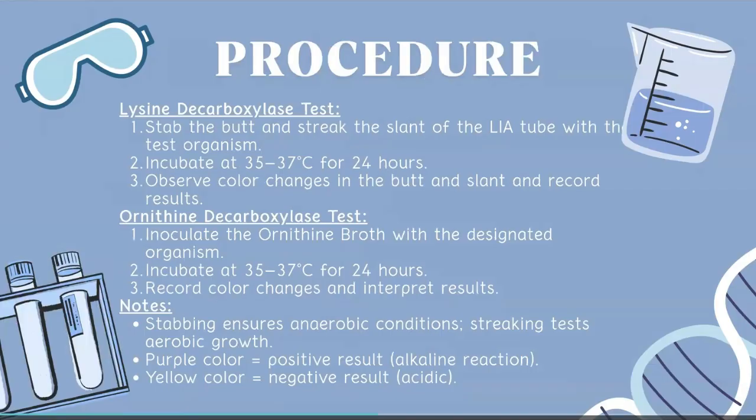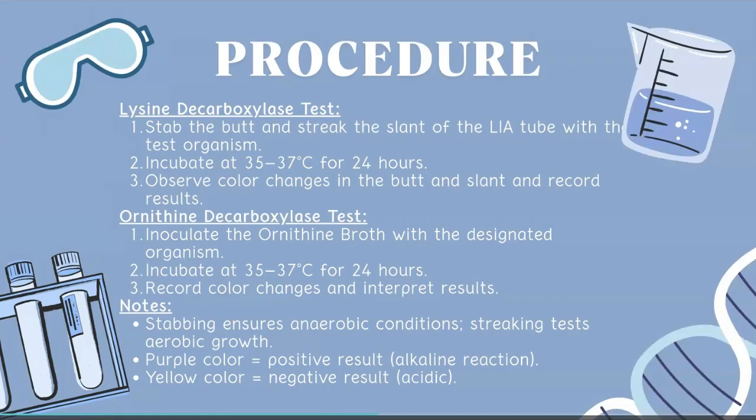So as far as the procedure, it varied as far as the different techniques used per test. So the lysine decarboxylase test, we did stab the butt and streak the slant of the LIA tube with the test organism. And then we incubated at 35 to 37 degrees Celsius for 24 hours. In the case of our specific lab, it was a bit longer until the next lab time. And then we observed the color changes in the butt and slant and we recorded our results. And then as far as the ornithine decarboxylase test, we inoculated this specific broth with the designated organism, incubated it as well for the same amount of time until the next class time, and then we recorded the color changes and we also interpreted the results.